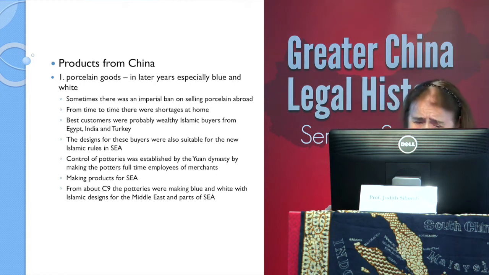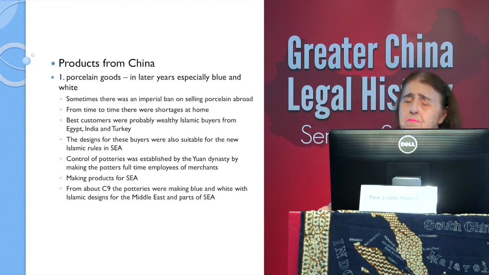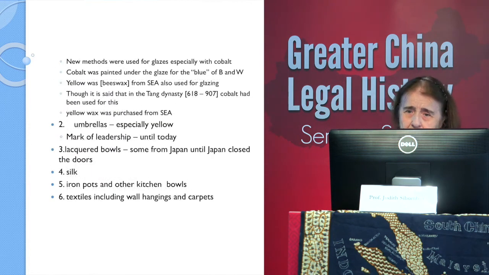Controlled by the Ming Dynasty, they took over, and the merchants employed the potters. From about the 9th century, we had the blue and white. All right, and that was with cobalt. Also beeswax, which is one of the products you get from Southeast Asia, was used in glazing the product.